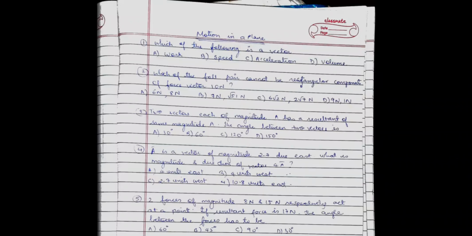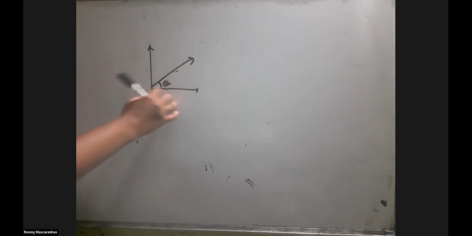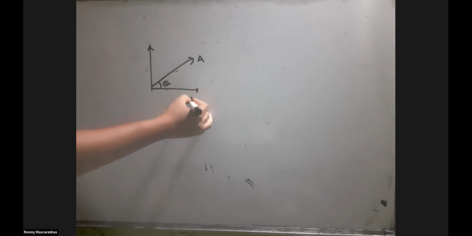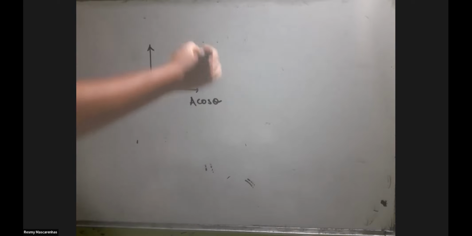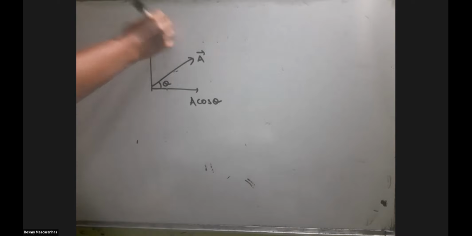We know that any vector can be split into two components. If you have any vector in any direction, it always has two components. With respect to the horizontal, wherever the theta is, suppose this is any vector A, then this will be A cos theta and this will be A sin theta.